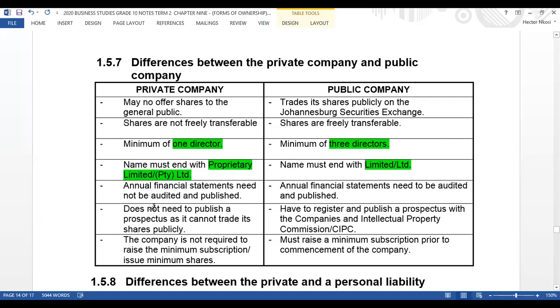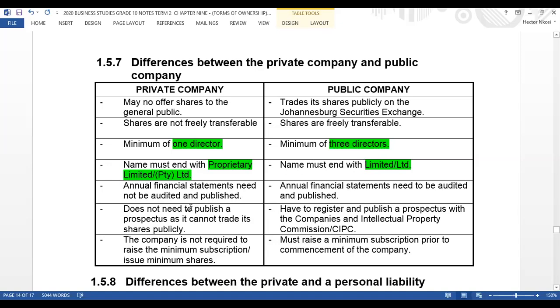Under a private company, your annual financial statements need not be audited and published, because we do not sell our shares in public. So there's no need for our financial statements to be audited and published. Whereas in a public company, annual financial statements need to be audited and published, because everyone will have access to these financial statements, since you're a public company selling your shares to the public.